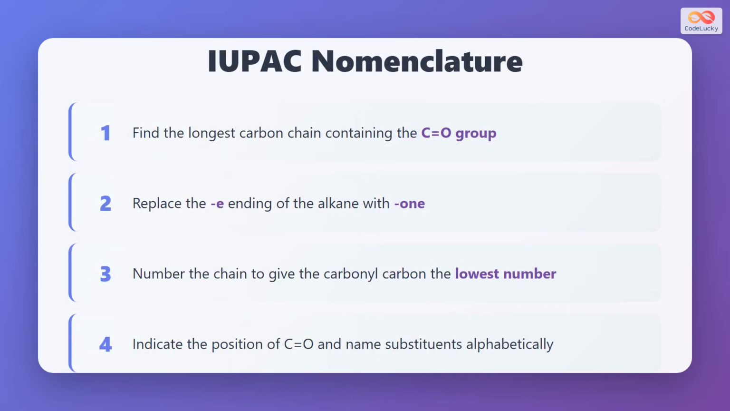Naming ketones follows specific IUPAC rules. Step 1. Find the longest carbon chain that contains the C=O group. Step 2. Replace the -e ending of the corresponding alkane name with -one. Step 3. Number the carbon chain to give the carbonyl carbon the lowest possible number. Step 4. Indicate the position of the carbonyl group and name any substituents alphabetically. Following these rules ensures you can correctly name any ketone you encounter.